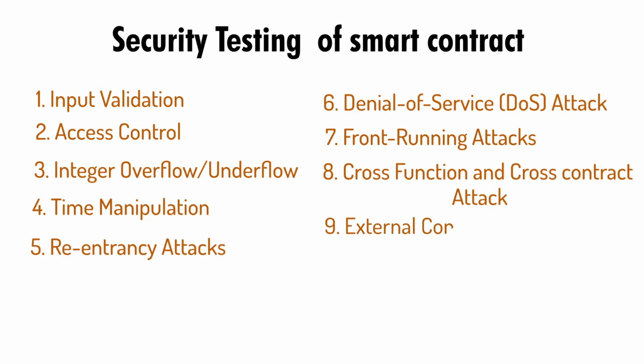External contract interaction. Test the scenario where the contract interacts with external contracts or interfaces. Verify that the contract validates and verifies the integrity of the external calls, preventing potential vulnerabilities or attacks through these interactions. Code auditing. Conduct a thorough code review and analysis of the contract's source code. Identify potential security vulnerabilities such as unhandled exceptions, improper use of cryptographic functions, or insecure data storage and transmission.